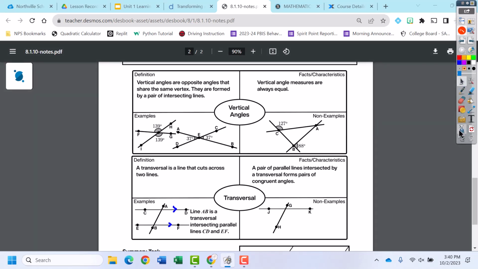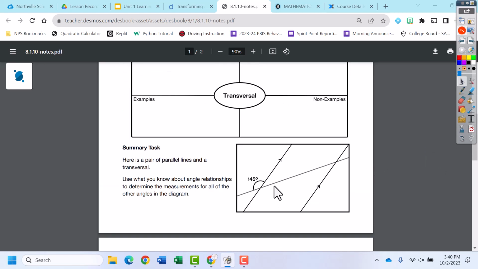So let's finish up with looking at the summary task on the guided notes and talk about what we'd be able to tell from this figure. We see a pair of parallel lines. I'm going to highlight the symbol again. This line is parallel to this line. And there's that transversal line right here, a transversal that cuts across those two parallel lines. And we're asked to use what we know about angle relationships to determine the measurements for all of the other angles in the diagram. All of them, not just the congruent ones. Well, let's start with the congruent ones. Okay, I think we can do this.